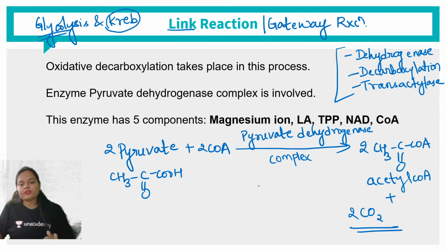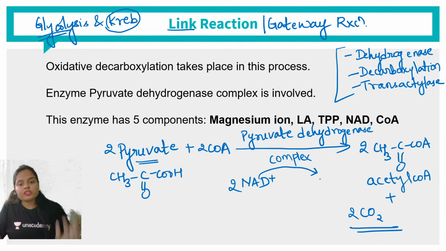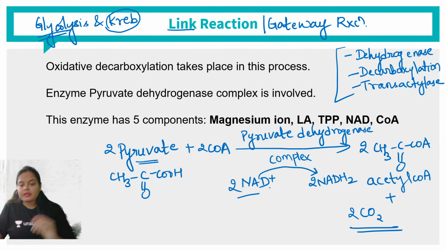When oxidation takes place, what happens? For example, this pyruvate is oxidized to acetyl coenzyme A. That means it has lost its electron, its hydrogen. So we need an electron hydrogen carrier, and here two molecules of NAD+ are present, which will receive those electrons and hydrogen and convert into two molecules of NADH2. Why two molecules? Because two molecules of pyruvate are present from one molecule of glucose, and that is why two molecules of the reducing electron hydrogen carrier are present here.